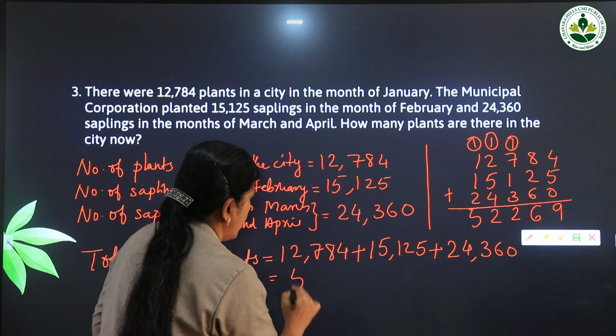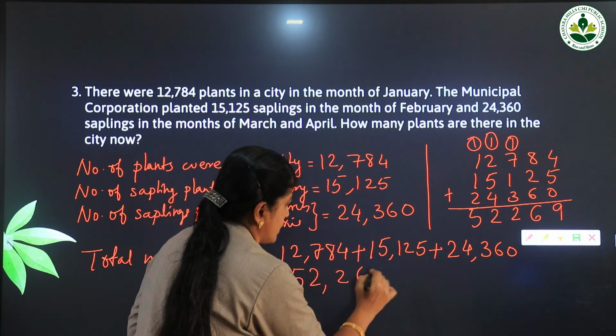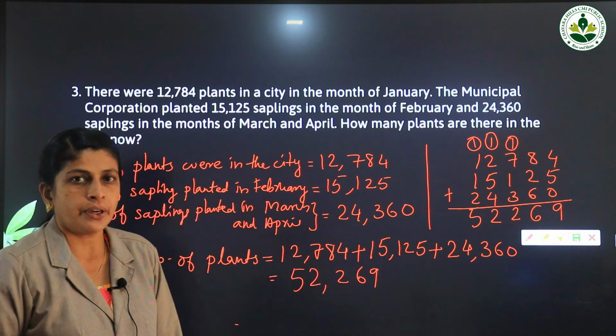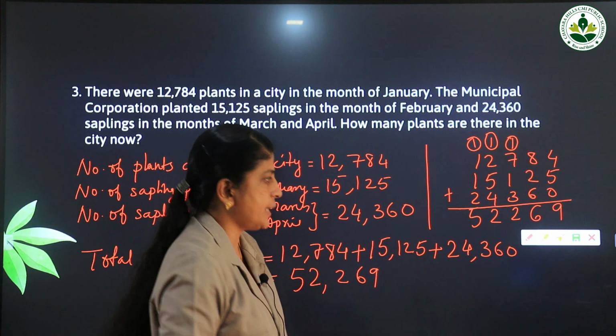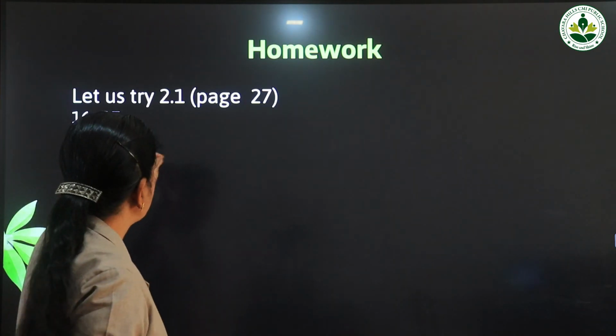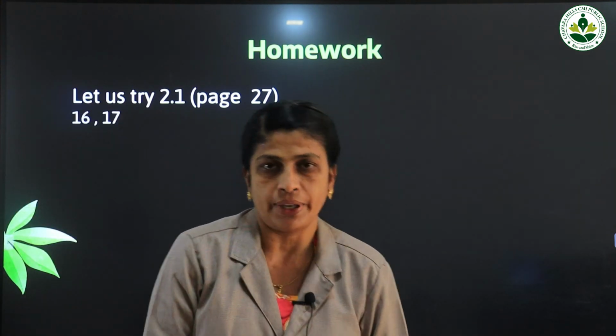Therefore, we got the total number of plants in the city. It is 52,269. Okay. Therefore, this also you have to write in the notebook. Then there are some homework. Let us try 2.1, page number 27, question number 16 and 17.